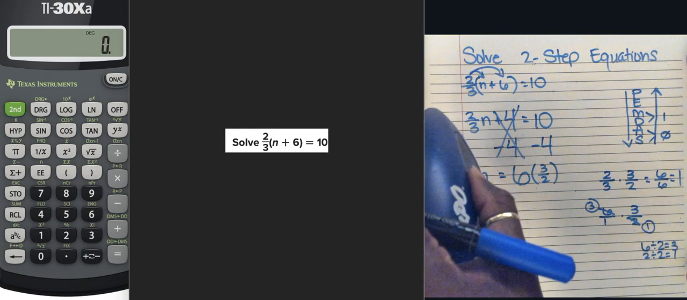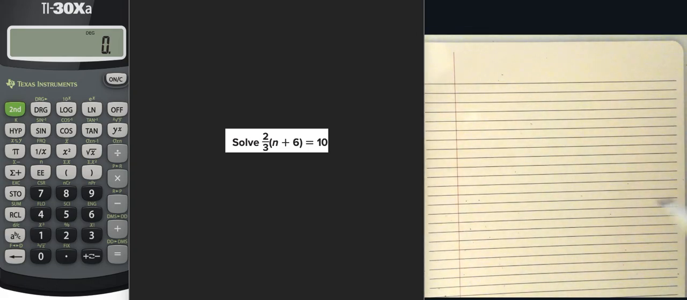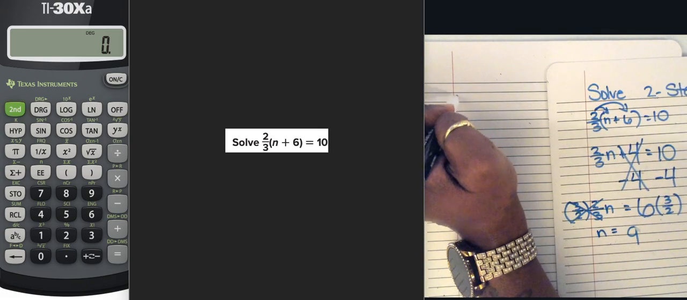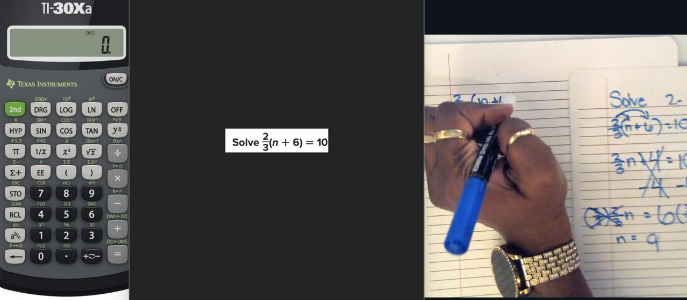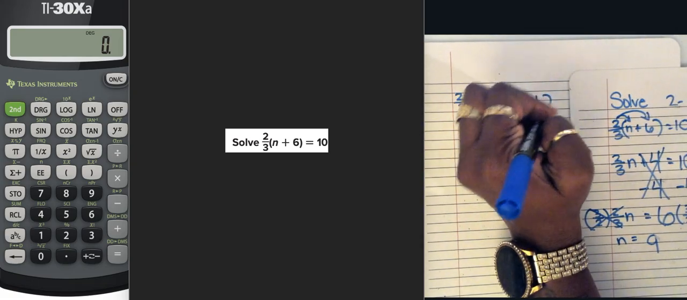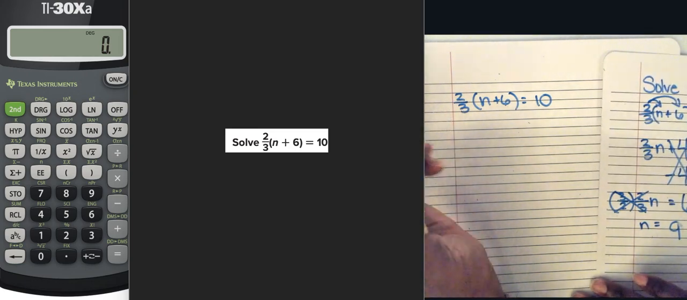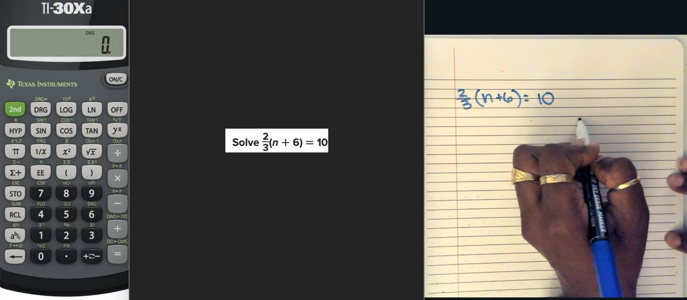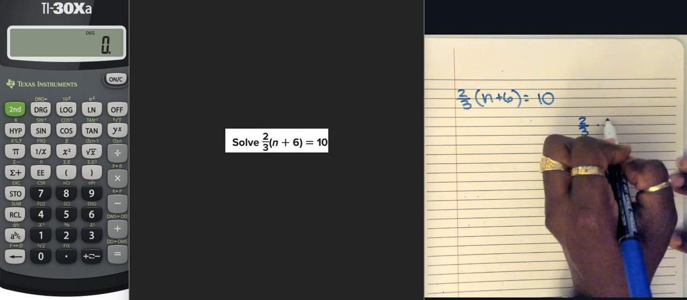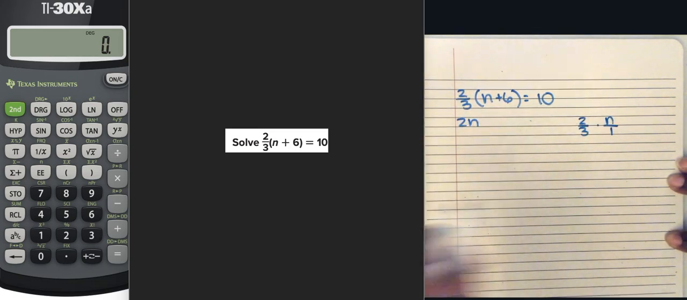All right, so let's go back to our original problem. Actually, I have a paper here. So we had 2/3 times (n + 6), and that is going to be equal to 10. Okay, and so now again, we still need to simplify this. So this is the same thing as saying 2/3 times n, or 2/3 times n over 1, right? So 2 times n would give me 2n. 3 times 1 gives me 3.